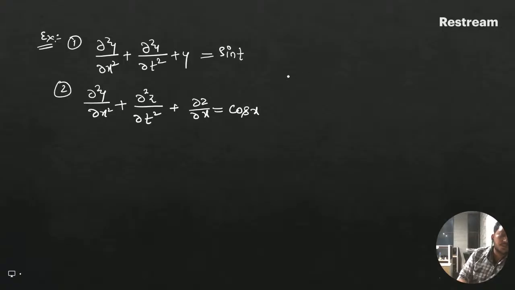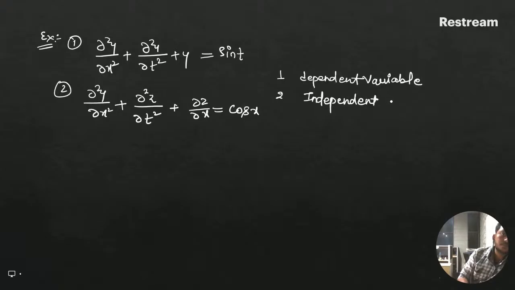Okay, so here, how many dependent and independent variables are there? So here one dependent variable and two independent variables. So I hope you understand this.